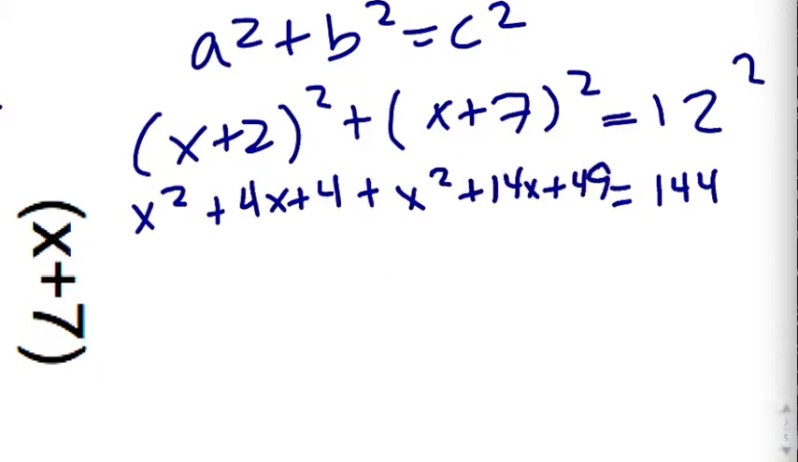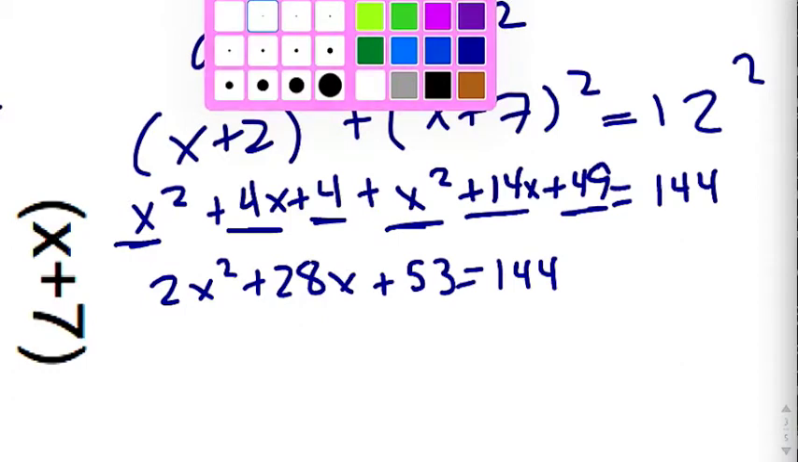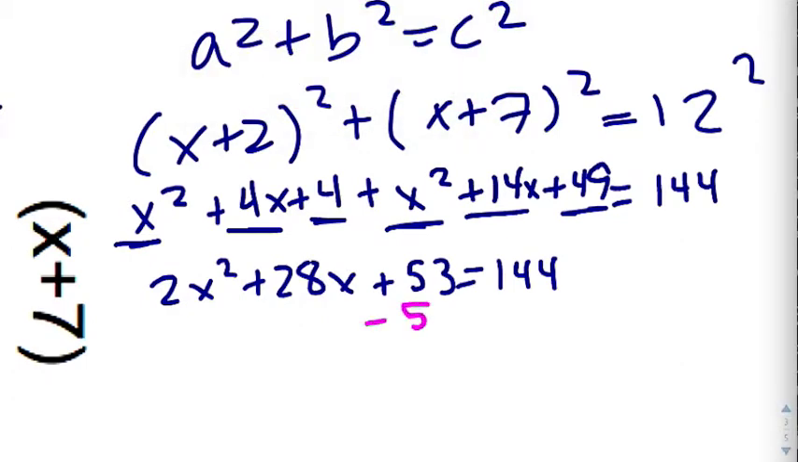And so let's do a little simplification cleanup here first. Here we have 2x squares. Here we have 28x's. And here we have plus 53 equals 144. And so if we're set off to try to solve this, find the values for x, we're going to have to do some cleanup first. So we'll probably use completing the square again, which means let's go ahead and get rid of this 53.